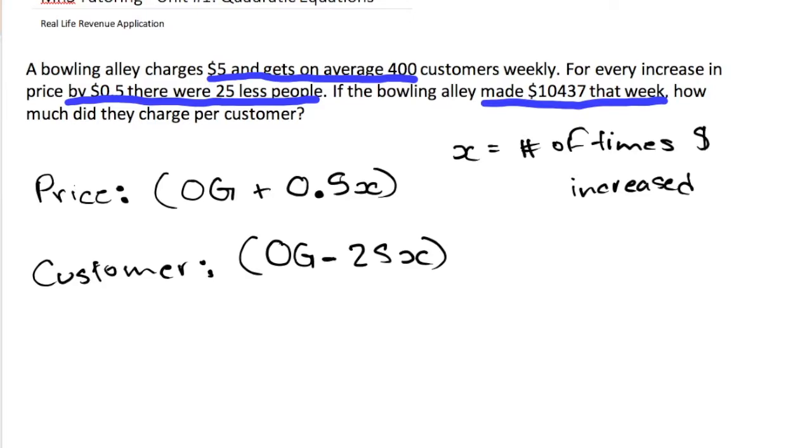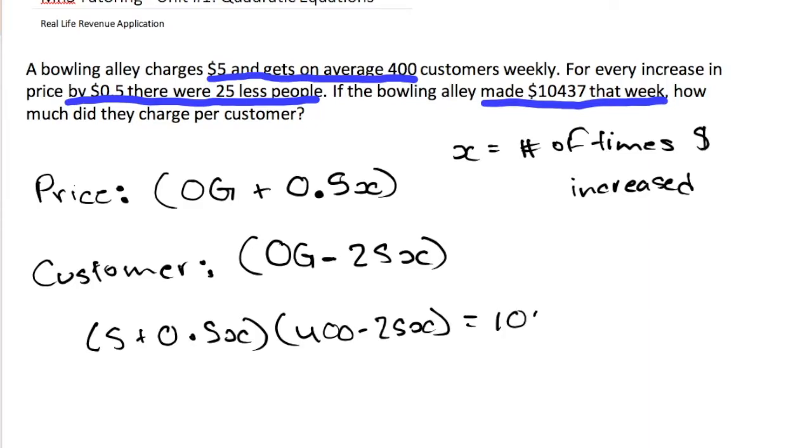Now we have to set it up as a quadratic equation in factored form with both these brackets beside each other so we can solve it. The original price was $5, so we can say 5 plus 0.5x, multiplied by the original customers, which was 400 minus 25x, is equal to 10,437.